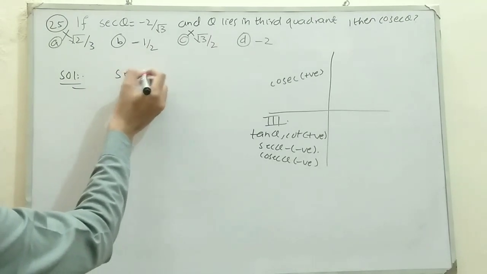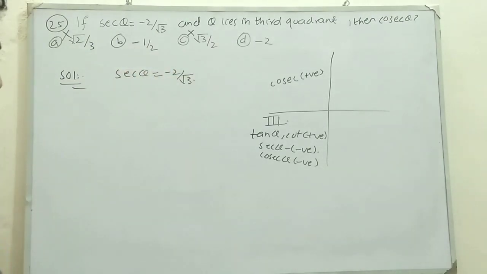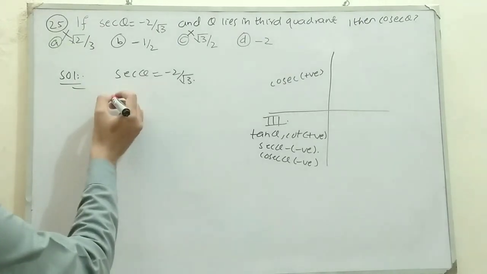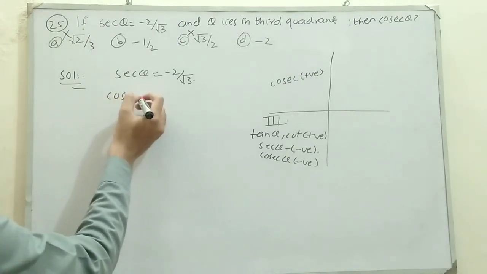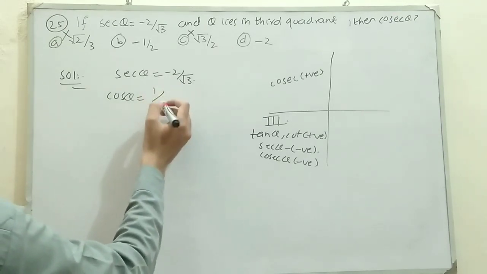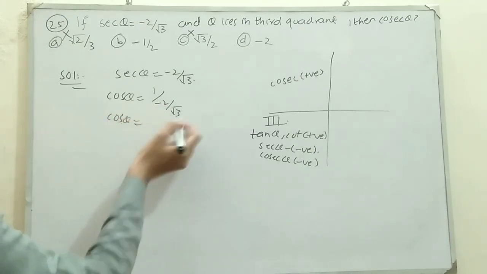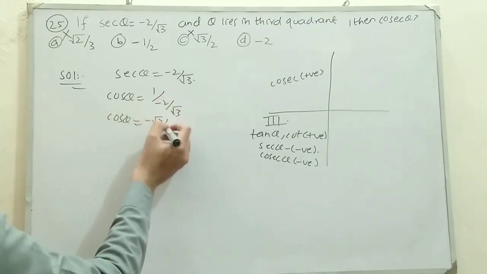Secant theta is equal to minus 2 divided by root 3. After this we know that cos theta is the reciprocal of secant theta. So it means that 1 over secant theta is minus root 3 divided by 2. So cos theta will become minus root 3 divided by 2.